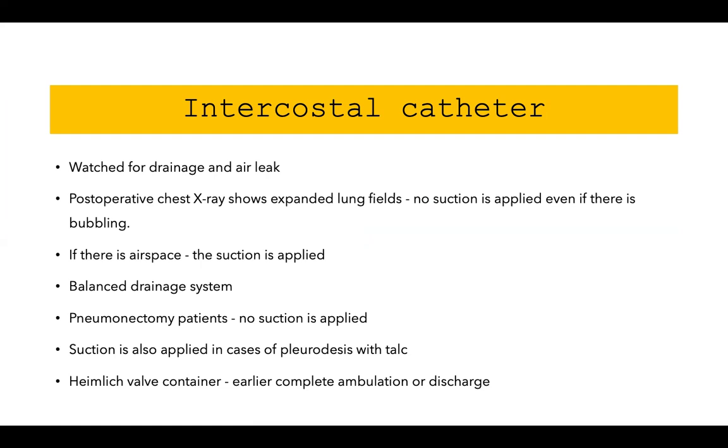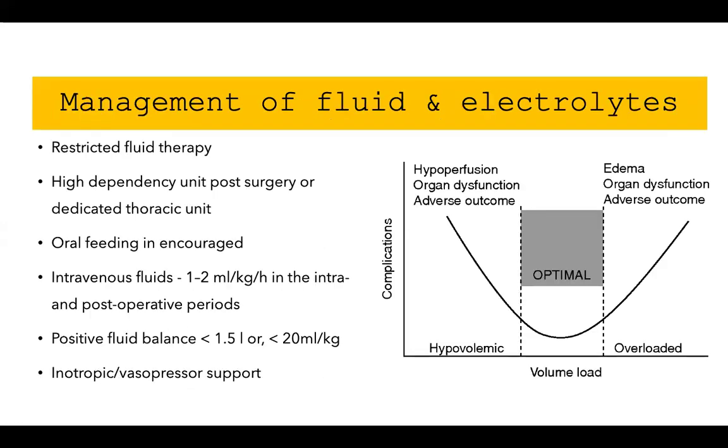After a pneumonectomy, we do not apply suction because it may cause shifting of the mediastinum, compromising the venous drainage, increasing afterload, and causing hemodynamic instability. Suction is also applied in case of pleurodesis with talc. And if we are considering an intervention for the long term, then we can consider a Heimlich valve container. It helps us with early complete mobilization, ambulation, and discharge of our patient.